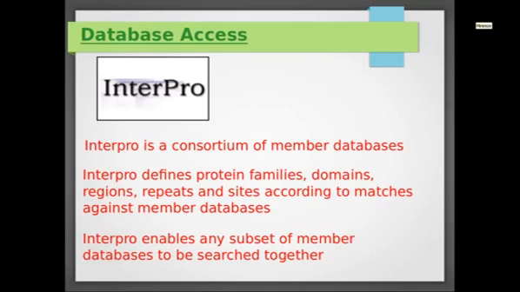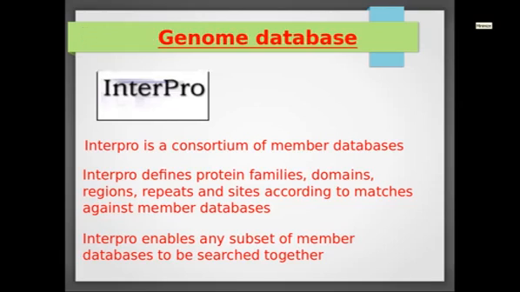So it's around the functions and features of this database. We have the InterPro database as well. This also works on protein sequences. As you can see, InterPro classifies different protein families, domains, regions, repeats, and sites according to matches against member databases. So these are the functions of InterPro. But the basic essence of InterPro is that you can search and download the sequence data that is peculiar to protein.